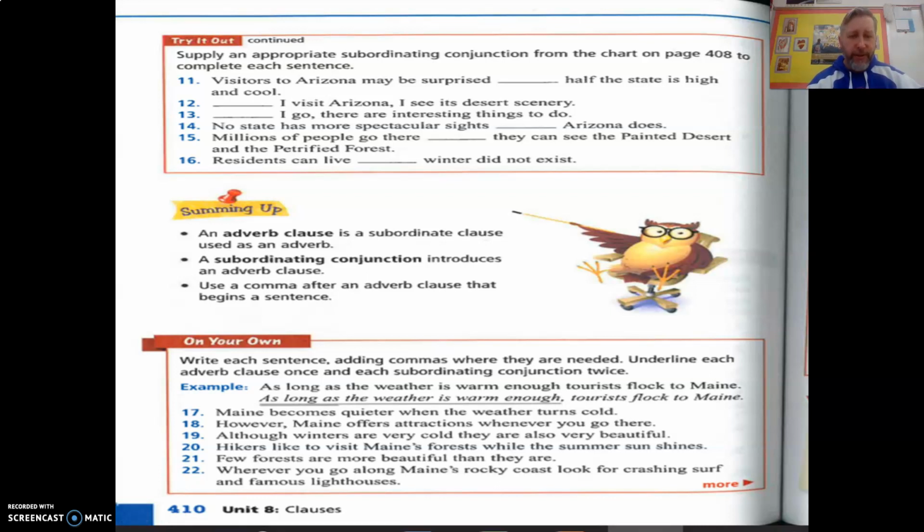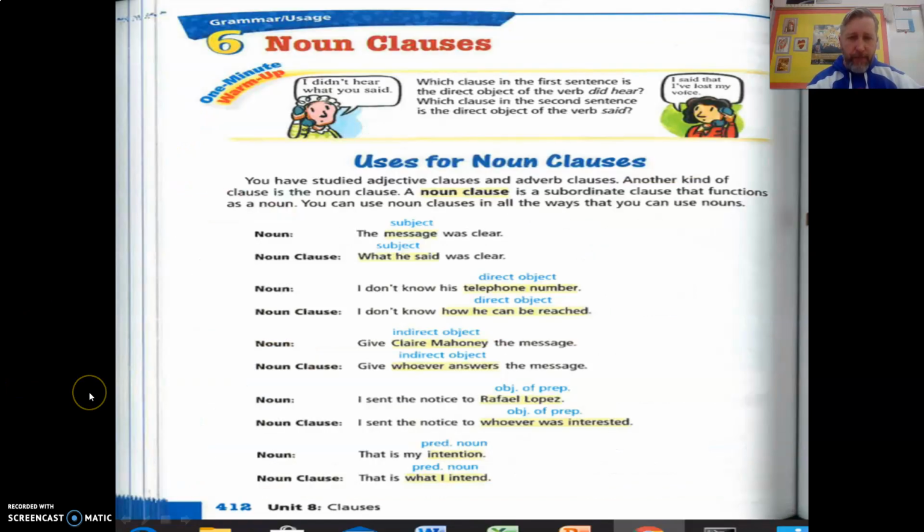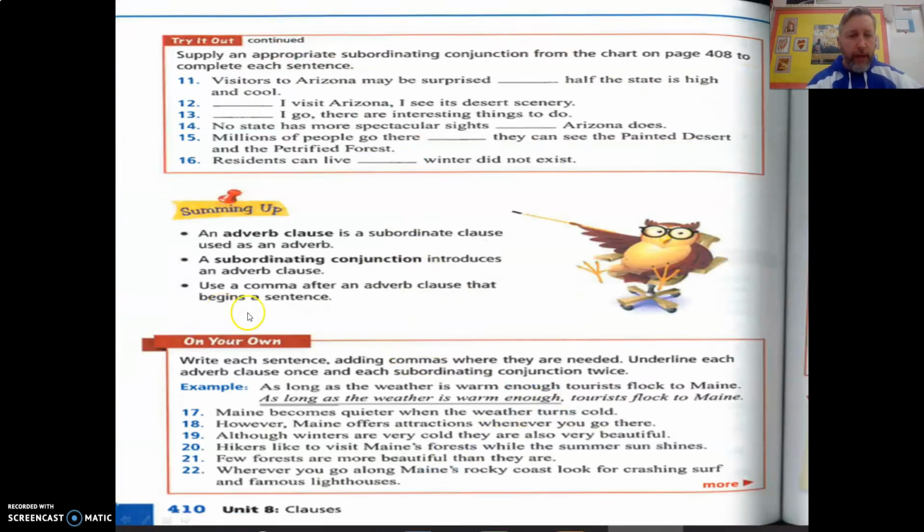All right, let's move on to 17 to 22, okay? So page 410 on the bottom there. It says write each sentence, adding commas where they are needed. Underline each adverb clause once, each subordinate conjunction twice. So this one, it looks like you don't have to say what it modifies, but you just got to identify the clause and identify the subordinating conjunction.